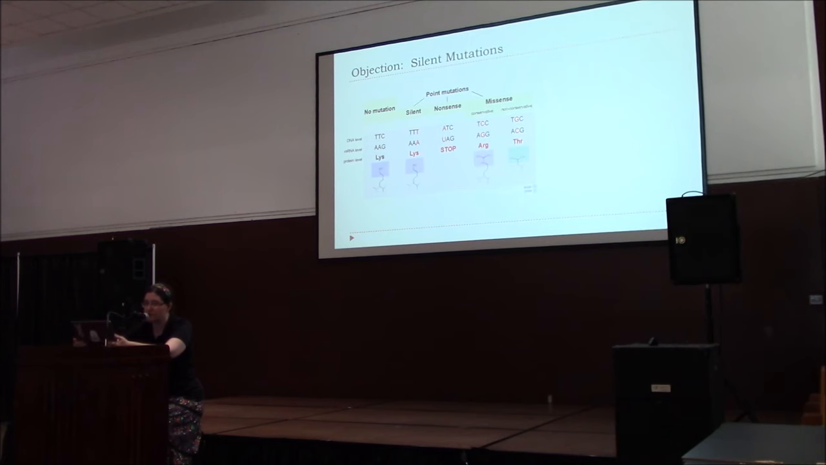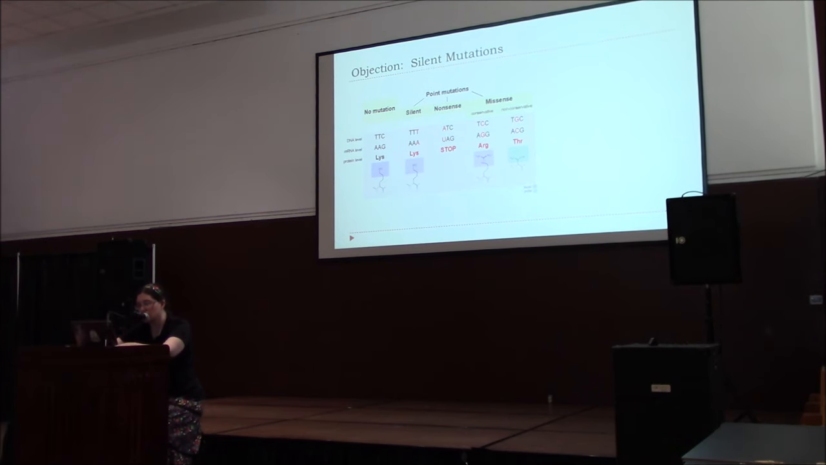Some people might raise an objection to this and say, wait a minute, what about silent mutations? A silent mutation is a mutation that doesn't cause a change in the protein sequence. It changes the DNA sequence, but it doesn't change the protein sequence that it codes for. How is that? DNA codes for amino acids in three nucleotide codons, is the word for it. So the last nucleotide in that sequence of three can often be substituted, and it will code for the same amino acid, the same little building block in the protein.